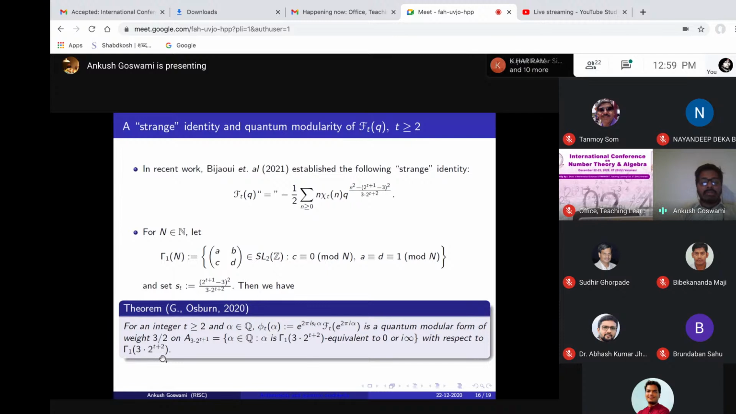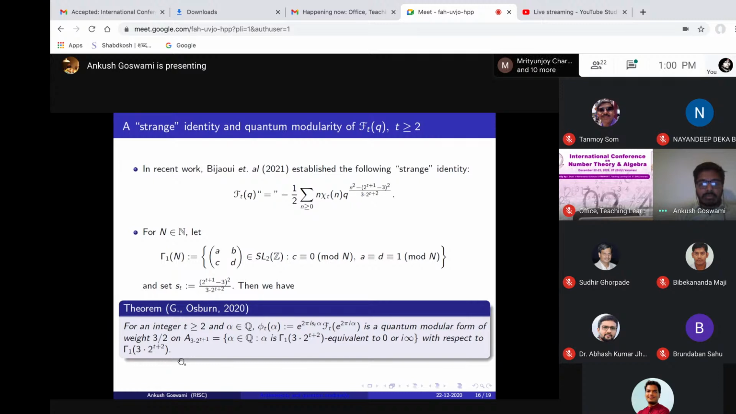So if you choose t equals 1 here, this corresponds to the quantum modularity of the function f(q), which was established by Zagier. It is actually a quantum modular form of weight 3/2 on the set of all rational numbers with respect to the full modular group SL2(Z). But in this case, it corresponds to the subgroup.